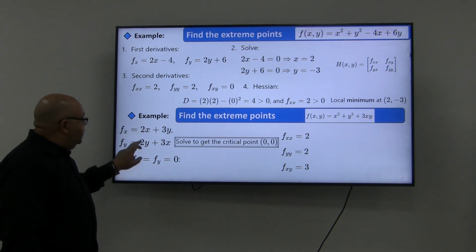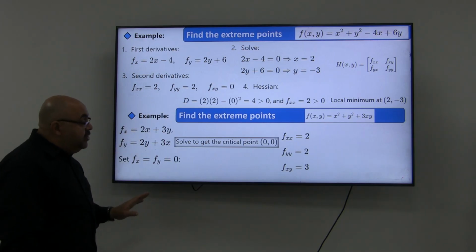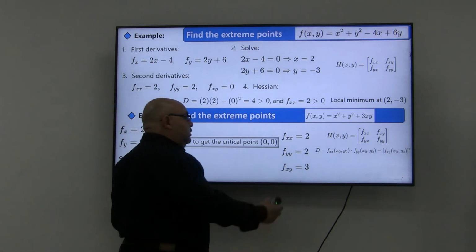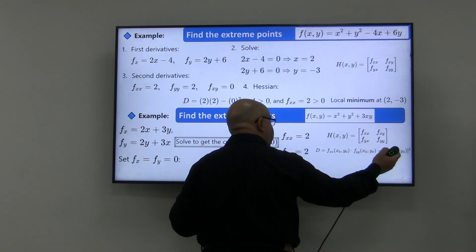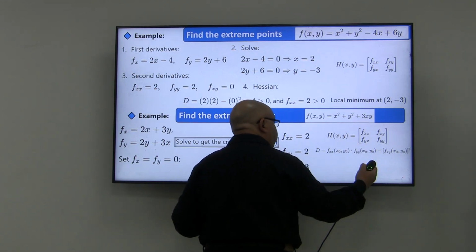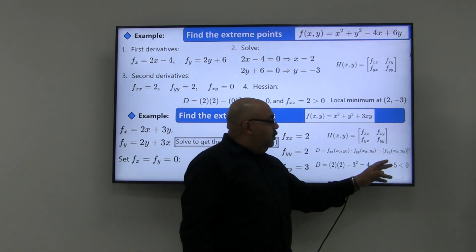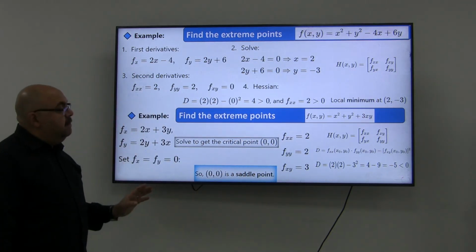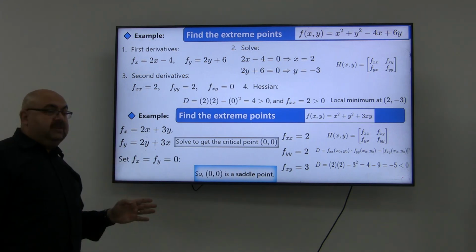Get the second derivatives, which are going to be 2 and 2, then the mixed derivative is going to be 3. I will formulate my Hessian matrix. Once more, I will multiply the diagonal elements, which is going to be 4, minus 3 times 3, which is going to come up to negative 9. So D is less than 0, as you can see, which means an inflection point or a saddle point. The same procedures as in the previous problem can be applied also to identify it.